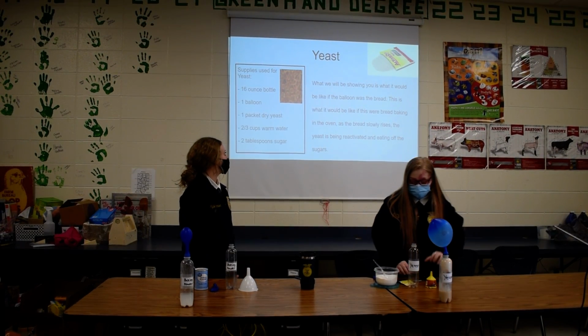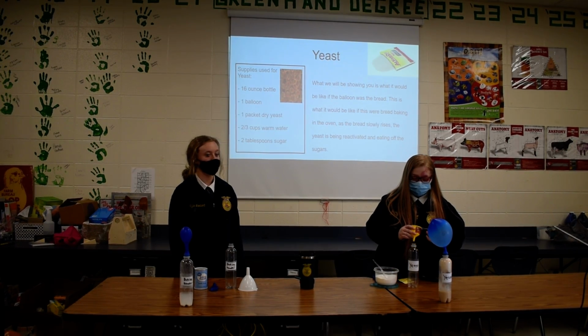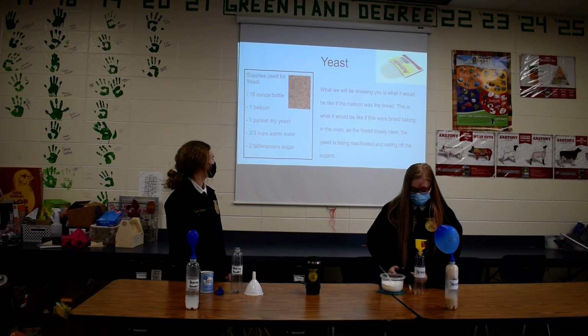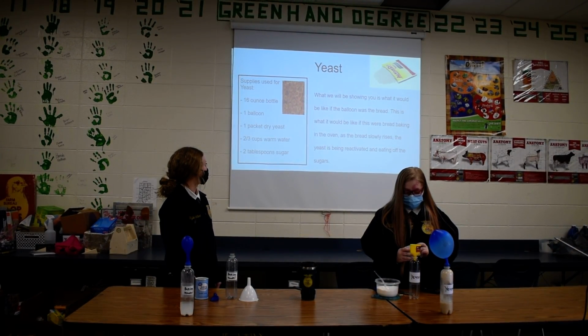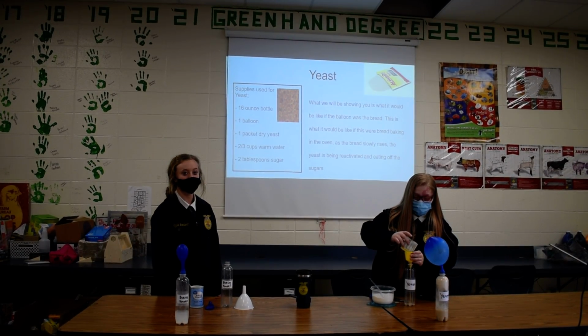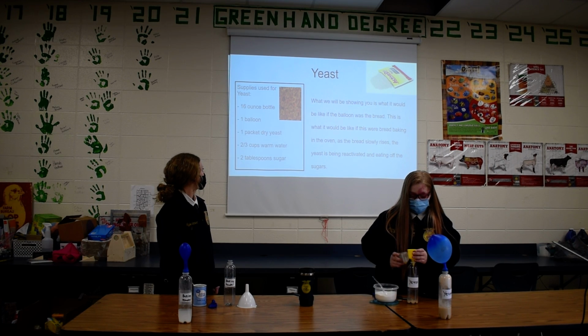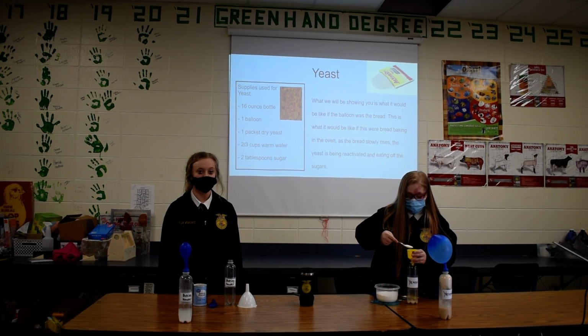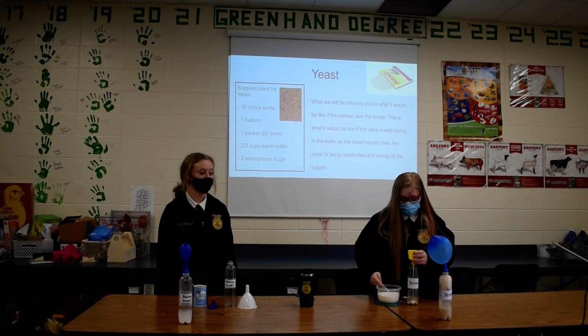What we will be showing you is what it would be like if the balloon was bread. The ingredients you will need are a 16-ounce bottle, 1 balloon, 1 packet of dry yeast, 2 cups of warm water, and 2 tablespoons of sugar. The yeast, water, and sugar will act together to create carbon dioxide. The carbon dioxide will allow the balloon to rise.